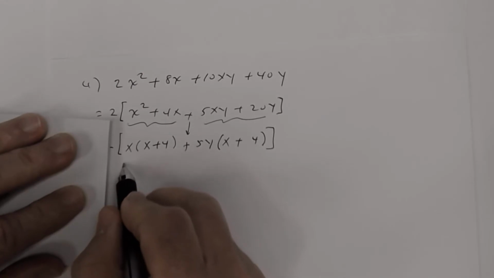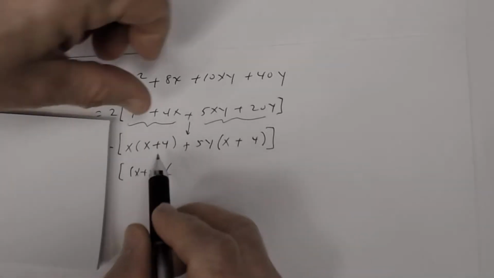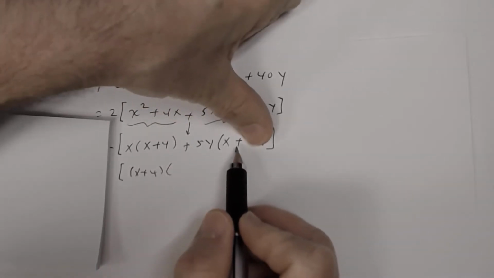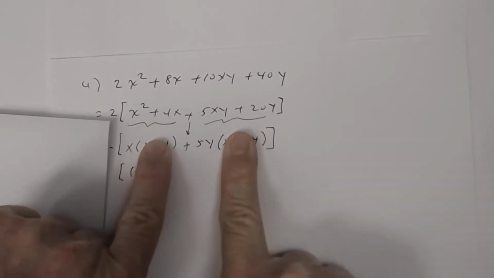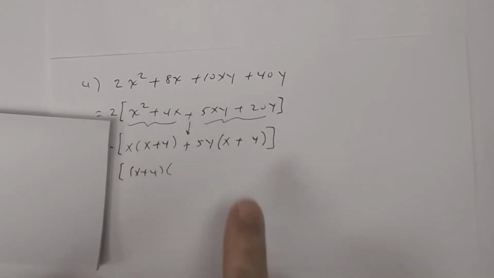So I'm going to get x plus 4 times, and then so if I factor out x plus 4, I get x and then plus 5y. Factor out the x plus 4. So if you take the x plus 4s out, factor it out, see what's left? x plus 5y. All right?